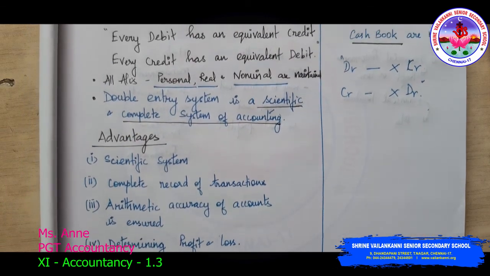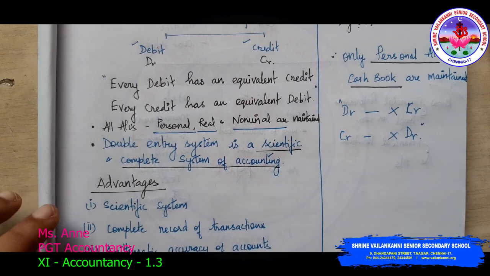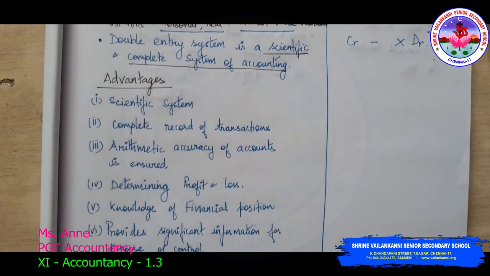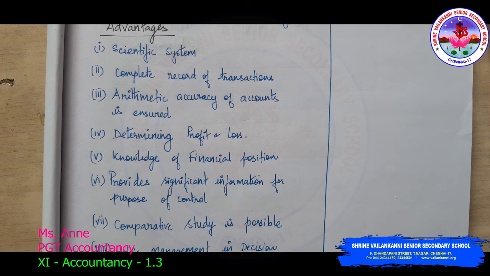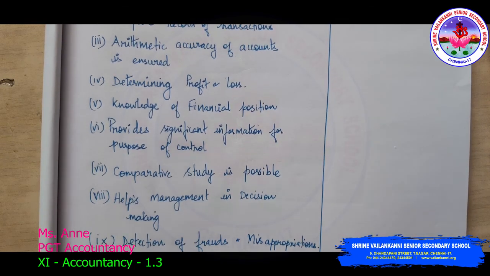Now you will not understand anything. See, just write it and keep it. When we are doing problems, at the end I will refer to the advantages of double entry system, so that you will be able to understand this. But anyway, I have just completed this part, so make sure that you write it and keep it.